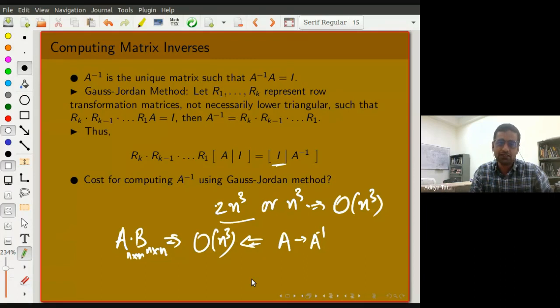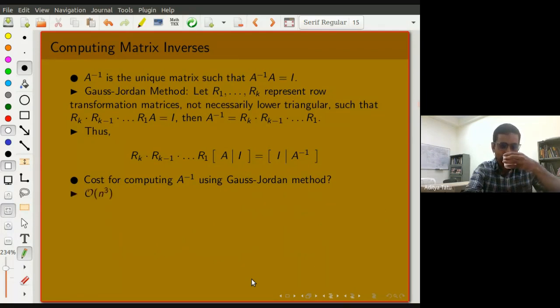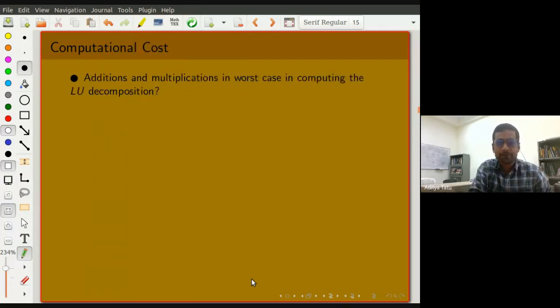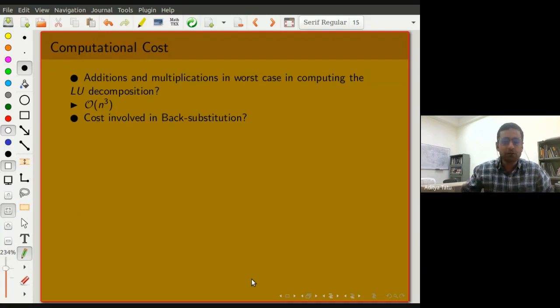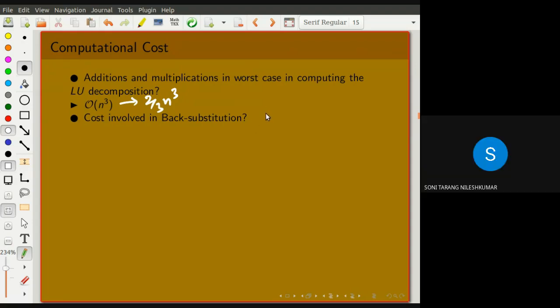How about solving a linear system of equations? How many computations does that require? If I try to solve this linear system of equations using LU decomposition followed by back substitution, LU decomposition, we have seen, is big O of n cube, and to be more precise, it is something like this, right? How about back substitution? It will be order of n. Is it order of n? Yes, sir. Why?